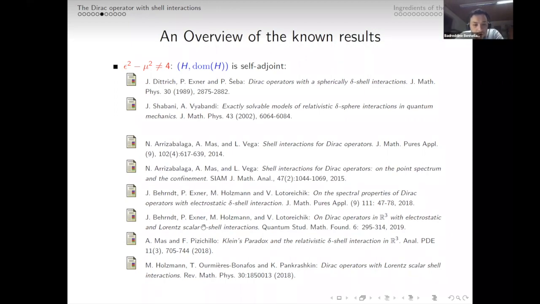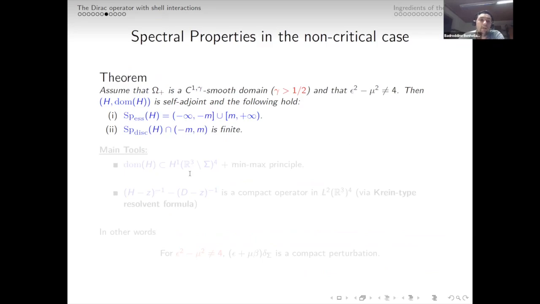In fact, almost all these papers deal with the purely electrostatic case, where mu here is equal to 0. And there is this paper by Holzmann, Ourmières-Bonafos, and Pankrashkin, where they got much information about the point spectrum in the case of the purely Lorentz scalar case. In fact, why is it not critical? So let's see what we can say about spectral properties.